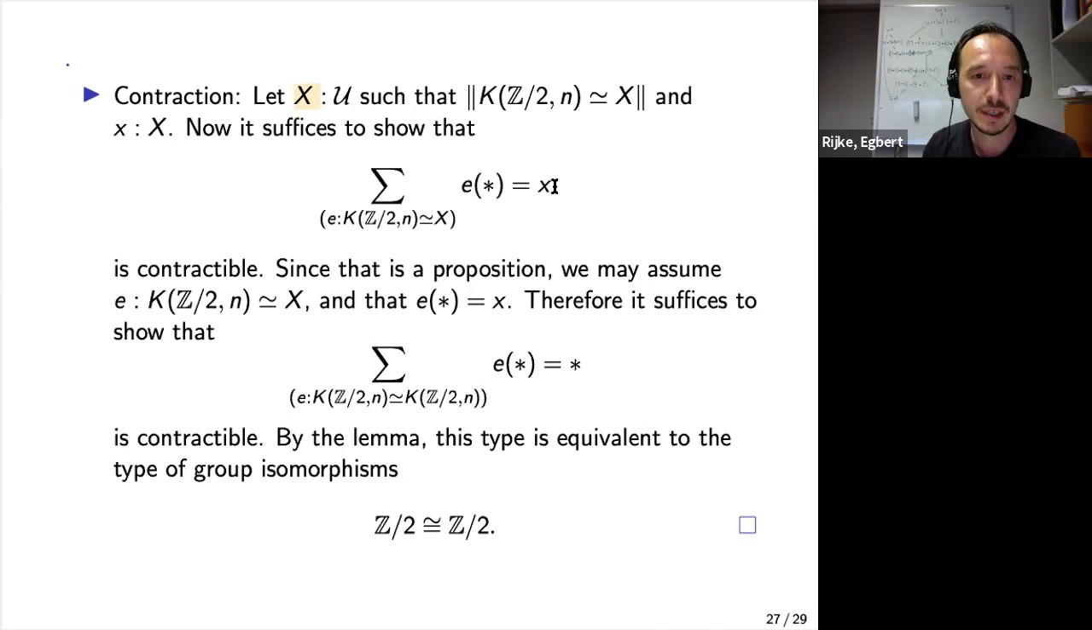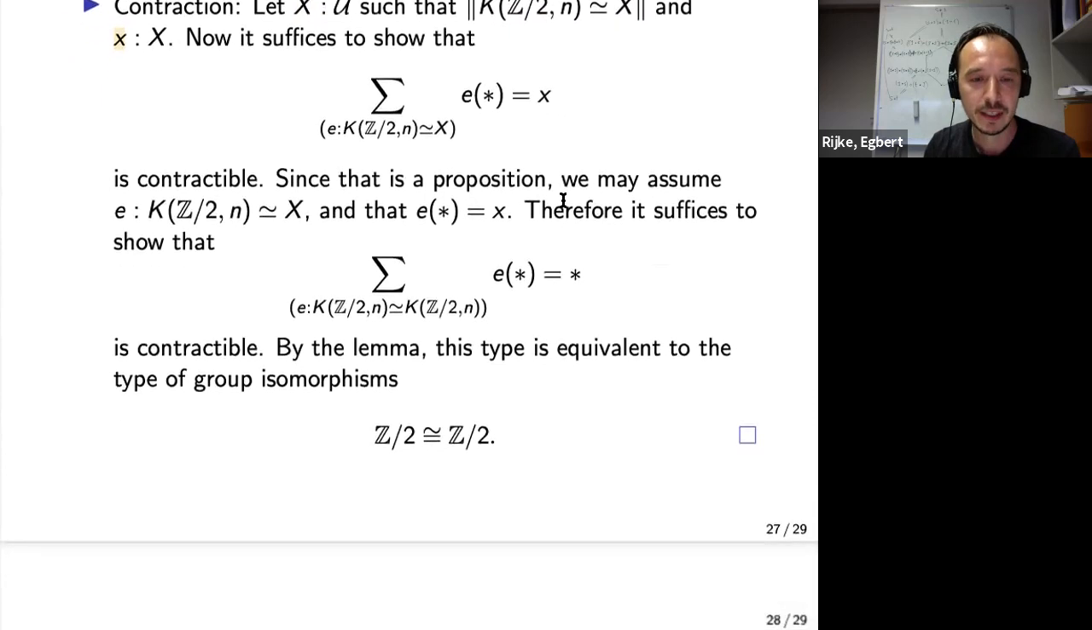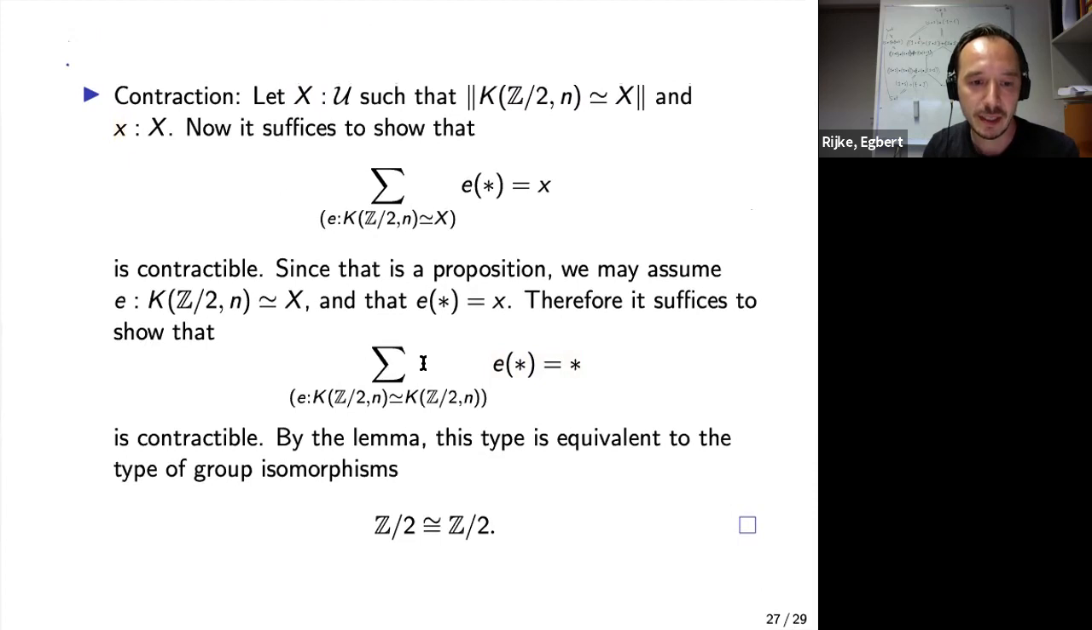Why would we show something stronger? Because contractibility is a proposition, and here I have a propositional truncation, and my x's are connected. So this x also is merely equal to the base point. Because I'm showing contractibility now, I get to get rid of these truncations. I get to assume that I have an actual equivalence, and I get to assume that x is equal to the base point, which means that I have to now show that this other type here, which is simpler, is contractible. This is the type of all self-equivalences on KZ2n that map the base point to the base point. And why is there only one? Well, that's by the lemma that I showed. By this lemma, this is equivalent to the type of group isomorphisms from Z2 to Z2, and there is only one group isomorphism, so that is the end of the proof.